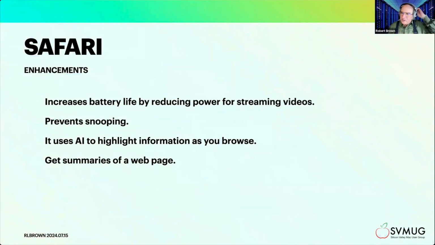You don't have it yet, but it will provide a highlighting of significant information as you browse. You can also get summaries of a web page. So if you're looking at a large web page, a lot of information, you can ask for a summary of the key points, and it will use AI to figure out what those key points are and give you that summary.